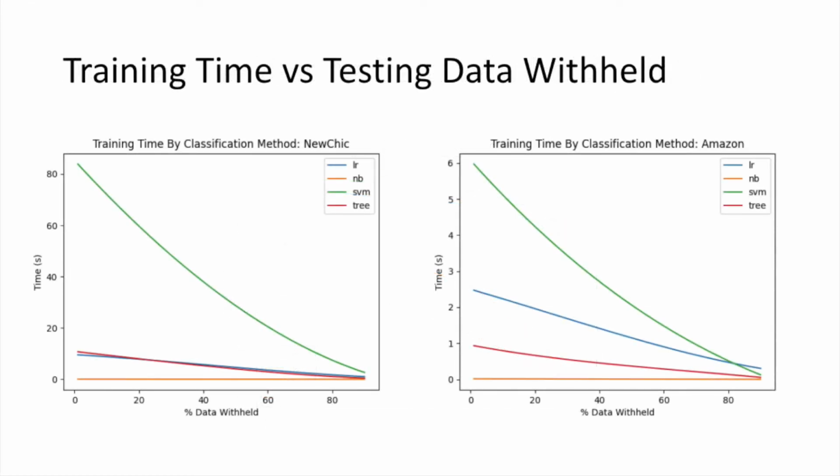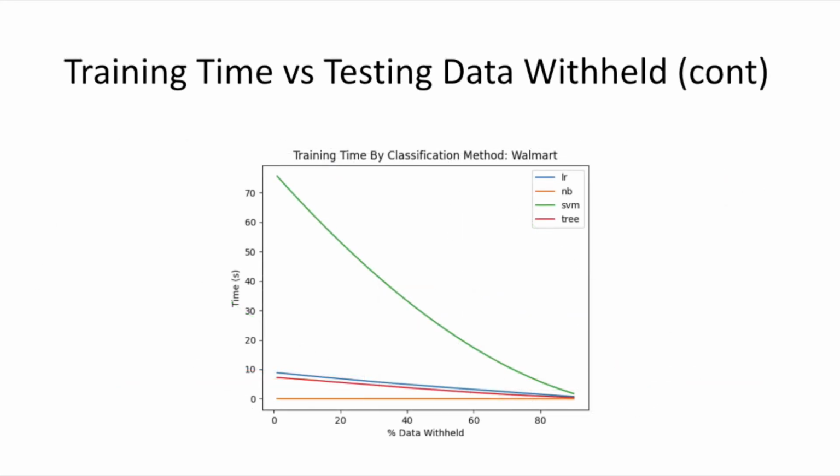These plots demonstrate the time it takes for each classifier method. The x-axis represents the percentage of data that was withheld from the training data for testing, and the y-axis represents the time it takes to classify the testing data. Here we finally see the advantage of using the naive Bayes method. It is by far the fastest training method, followed by the linear regression, then tree, and finally the SVM method.